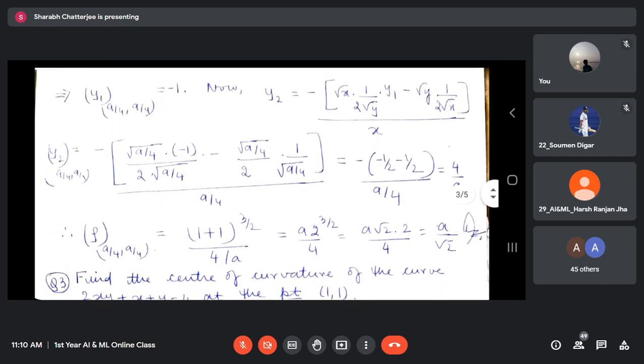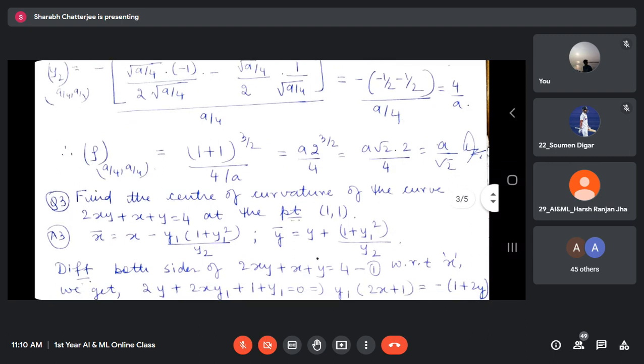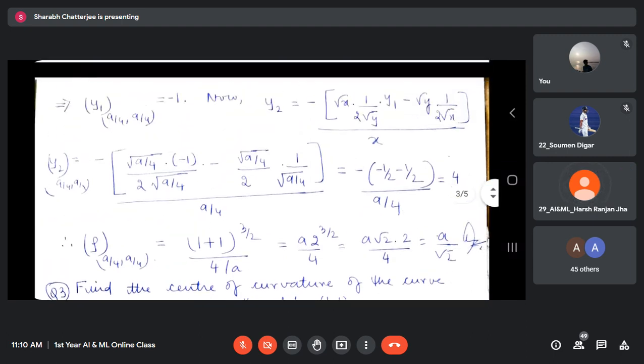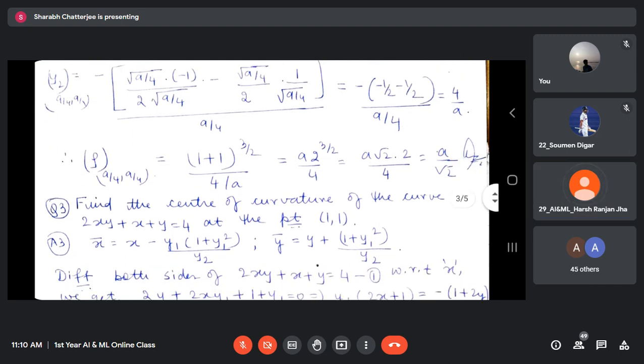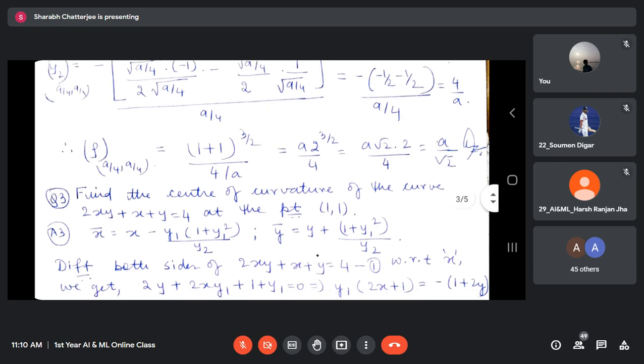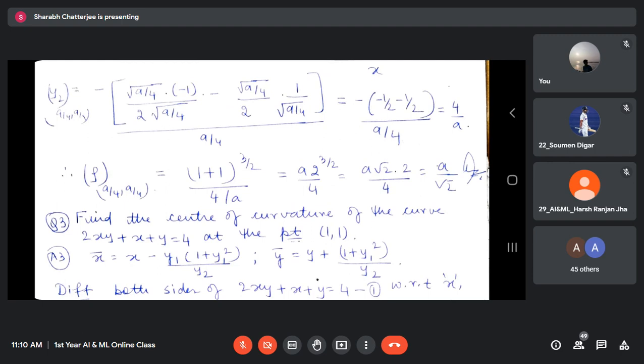Y1 divided by Y2 will be what? -a/4. That is +a/4 into 1 plus 1, 1 2. So a/4 plus 2a/4, so 3a/4. x bar is 3a/4, and on the other side, in place of y we have a/4 plus a/4. So a/4 plus 3a/4, so 3a/4, 3a/4. This is how we find the center.